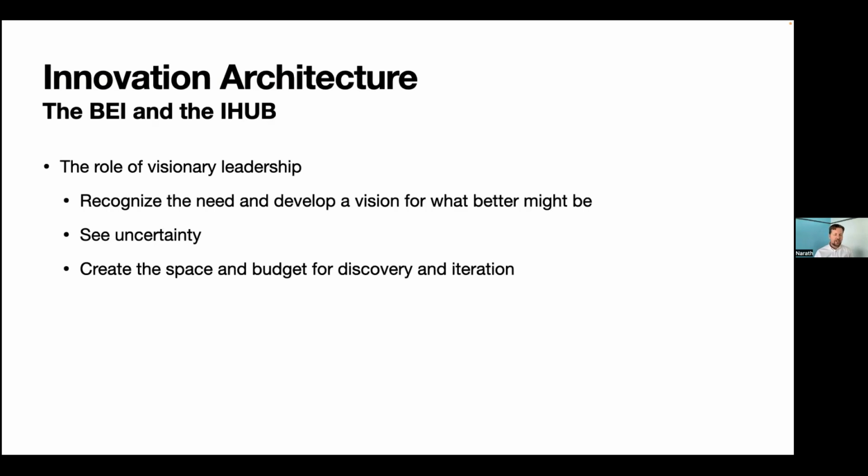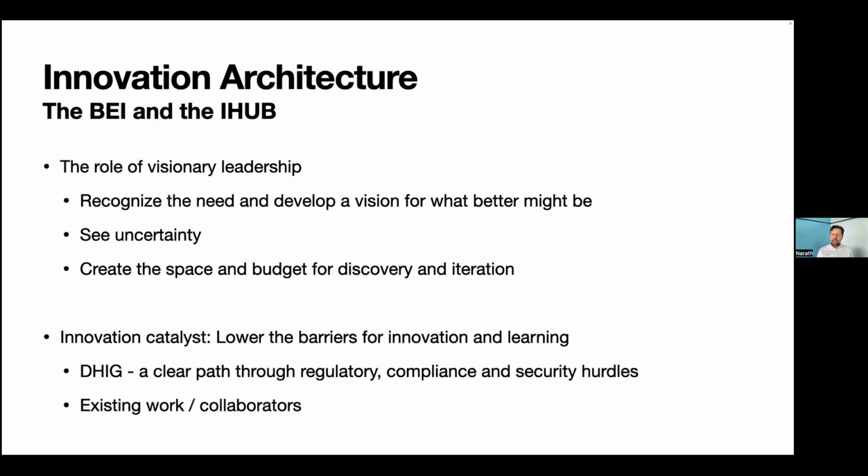So in this innovation architecture, there's going to be visionary leadership, the people who will create the space and the budget for discovery and iteration that will help you get up that hill, even with your good idea, right? You need a space for that to happen, and you need the ability to do some visioning to see that you can overcome some uncertainty with something of value. The other space that you need is really an innovation catalyst. And this is somebody who will lower the barriers for you for innovation and learning within your organization.